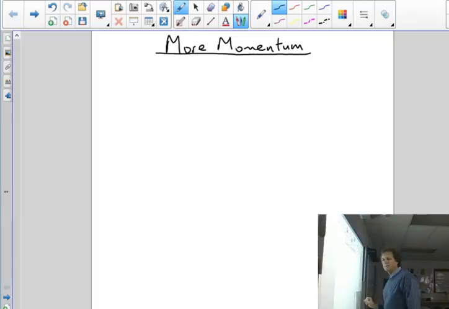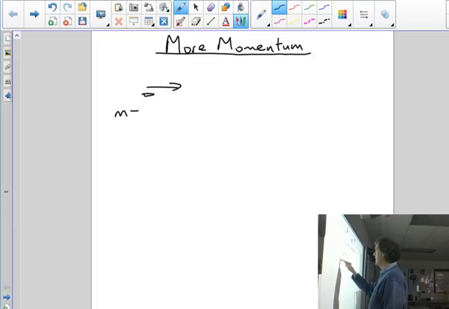Let's have a look at some more momentum questions here that get a bit harder. So you could be asked to do questions where there's a bullet, say, travelling sideways here with a mass of maybe just 2 grams and it's got a speed of maybe 300 metres per second.